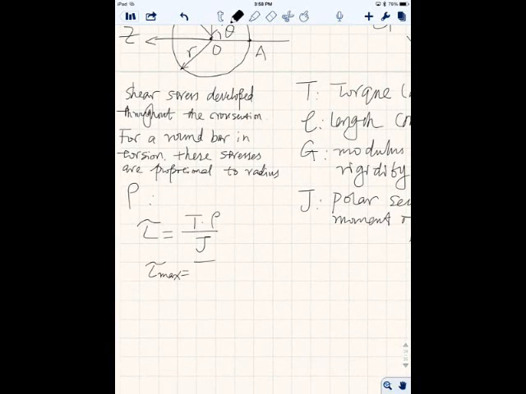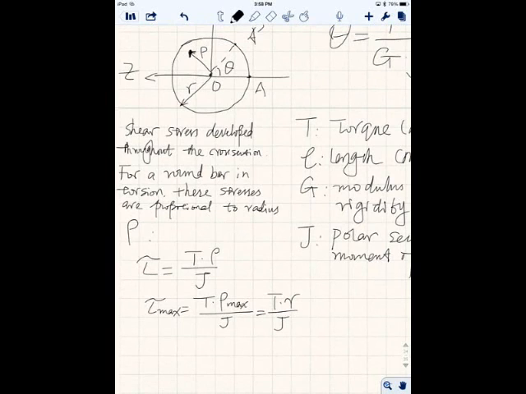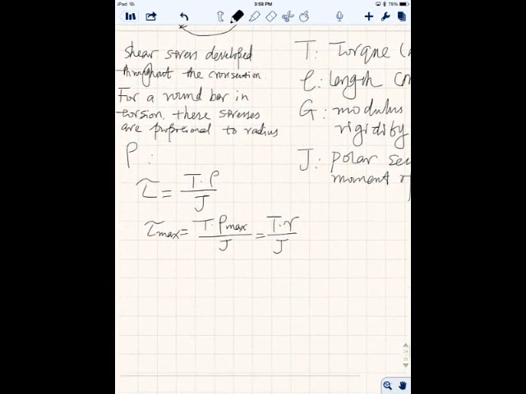Tau max equals T rho max divided by J. In other words, equals T R divided by J, because maximum rho is just equal to R on the surface, right? So that tells you the surface of the rod has a maximum shear stress, but in the center it has zero shear stress. Okay? All right.